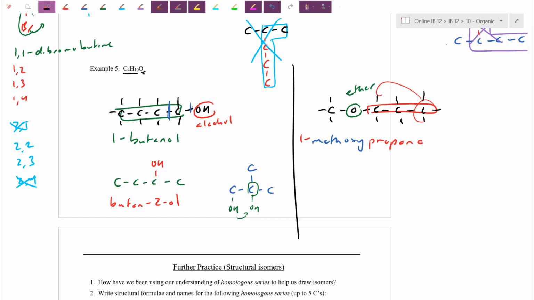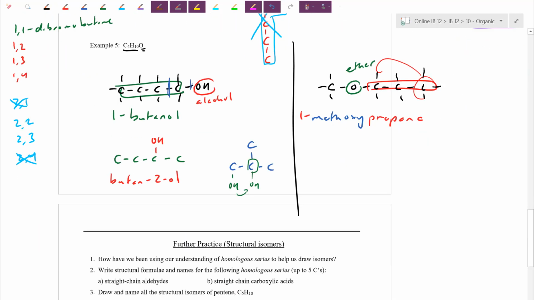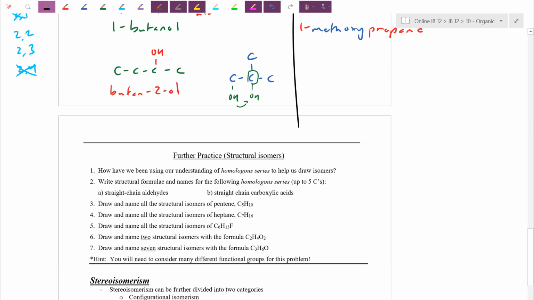So I'll leave those two for you to finish off. Example 4, example 5. There are a few more practice questions here for structural isomers.